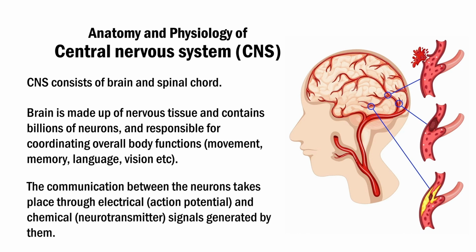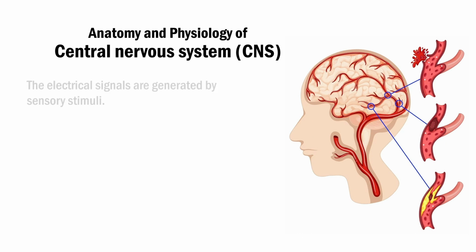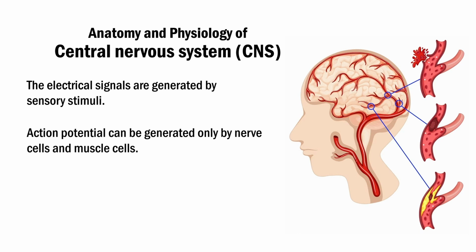The communication between the neurons takes place through electrical and chemical signals generated by them. The electrical signal is generated in the form of action potential, whereas chemical signals are generated in the form of neurotransmitters. The electrical signals are generated by sensory stimuli. Action potential can be generated only by nerve cells and muscle cells.